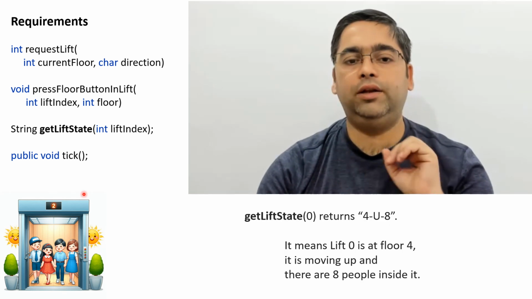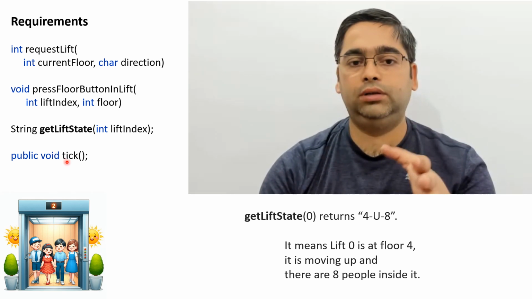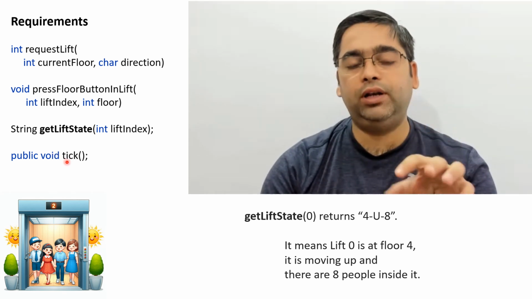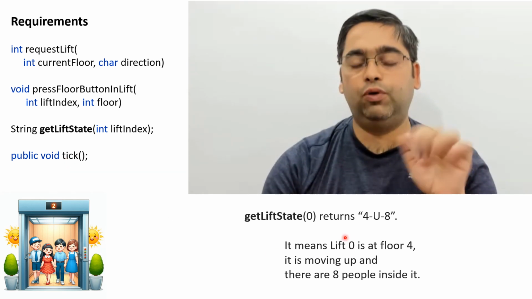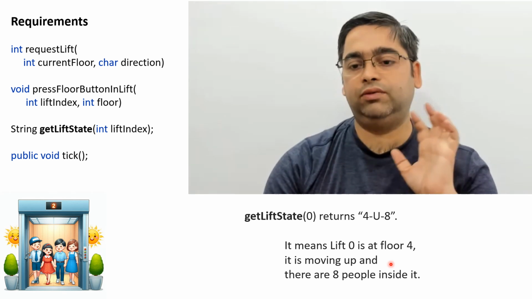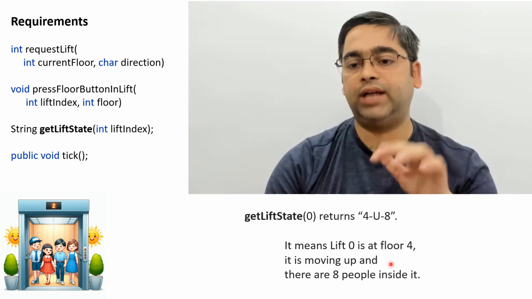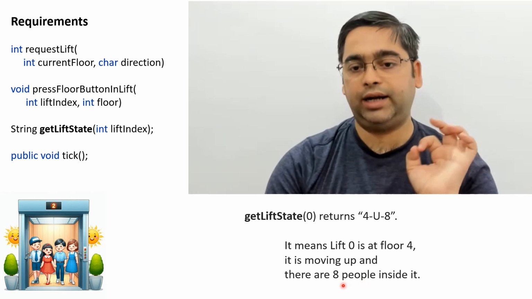Next, the lift management system may also want to track the state of a lift. So basically, the state of a lift is made up of three things. The first one is the floor on which that lift is at. The second one is whether it is moving up, down, or standing idle at some floor. And the third one is how many people are inside it.